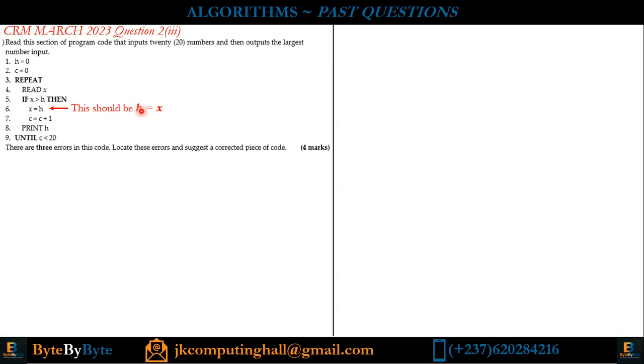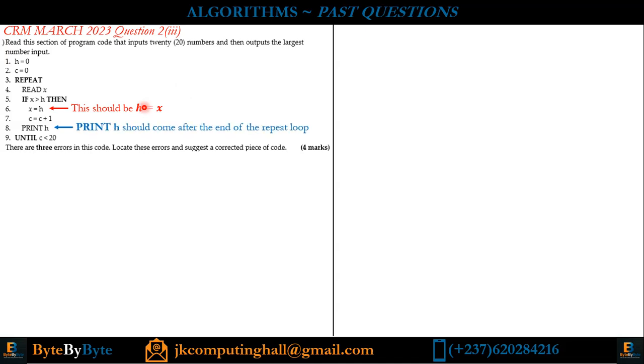The next error is at this level where they say print H, because when you have this print H in the loop, it means that for every value you are going to enter, if that value is greater than the maximum number, we are going to print that value. But the program says we output the largest number input, not all the numbers.